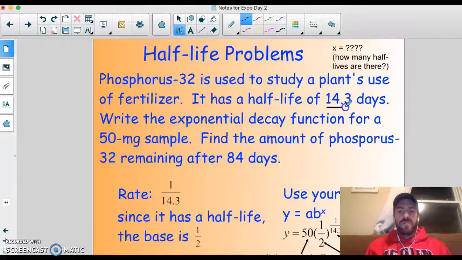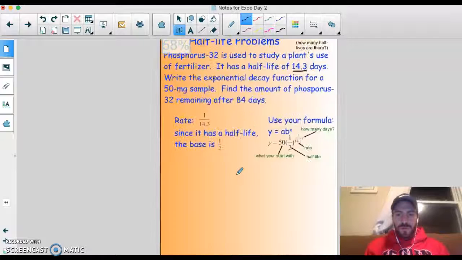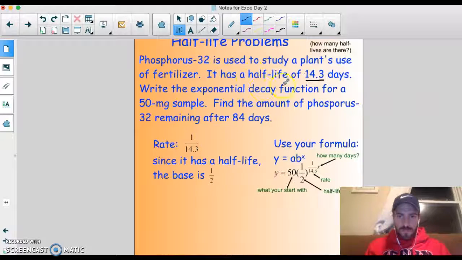If you want some more information on half-life and what it entails, feel free to Google it right now. But I'm not going to really get into that much. I want to look more at the math side. That would be more of your chemistry teacher. So half-life is 14.3 days. We have that much of the sample. Find how much phosphorus-32 is remaining after 84 days. So if the half-life is 14.3 days, that means we'll have 25 milligrams after 14.3 days.